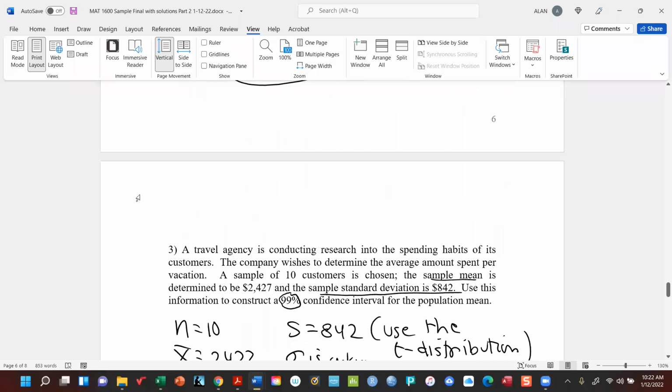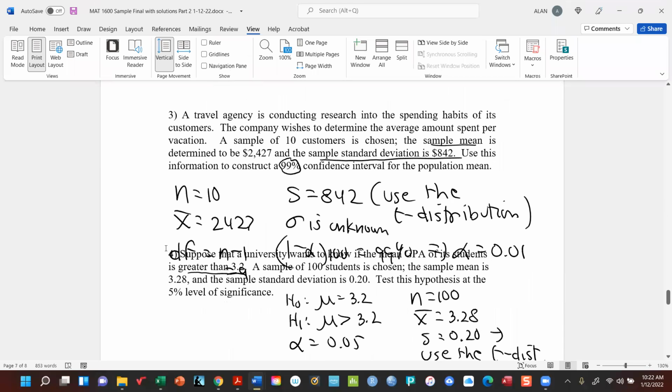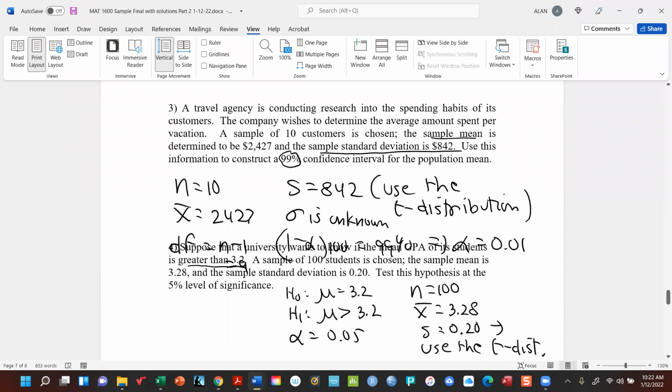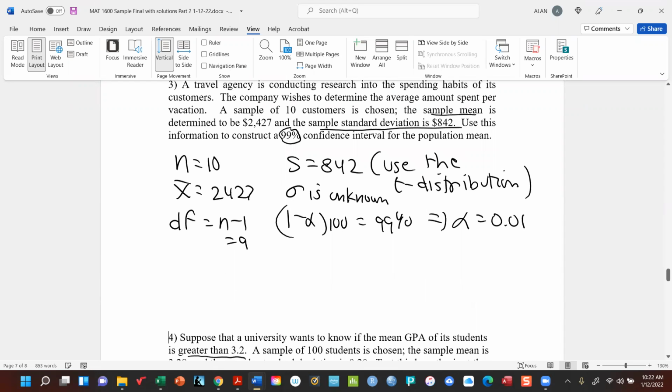All right, now look at this one. Now, this is the first one that explicitly mentions the words confidence interval. So there's no doubt in our minds what we're trying to do here. We're constructing a confidence interval, specifically a 99% confidence interval. But here we have to make a decision. Do we use the t distribution or the standard normal or z distribution?